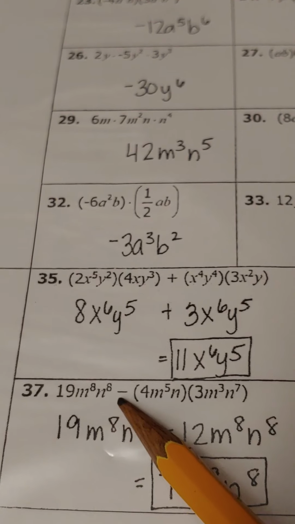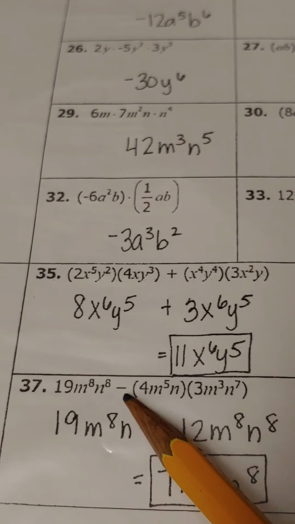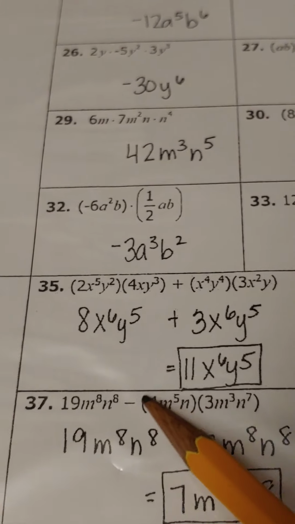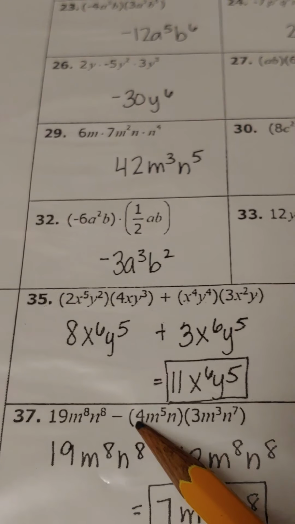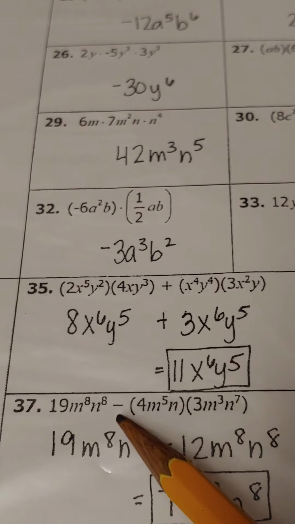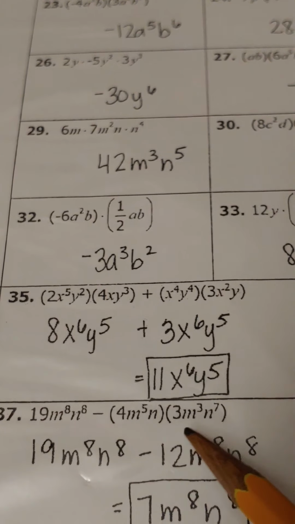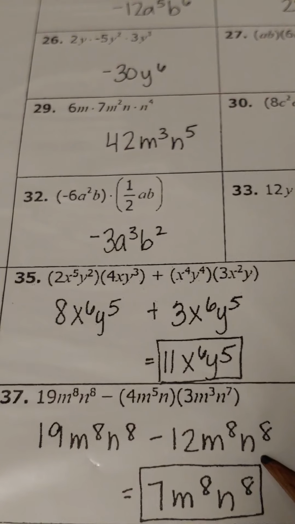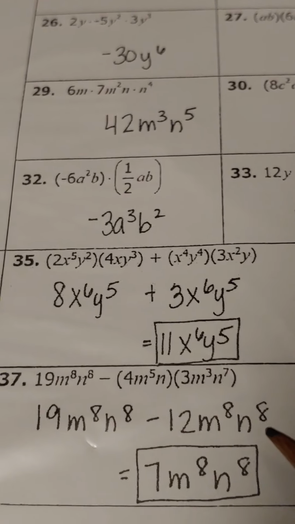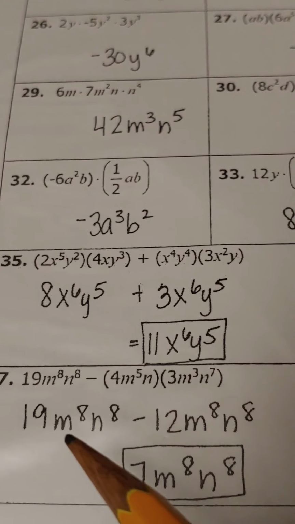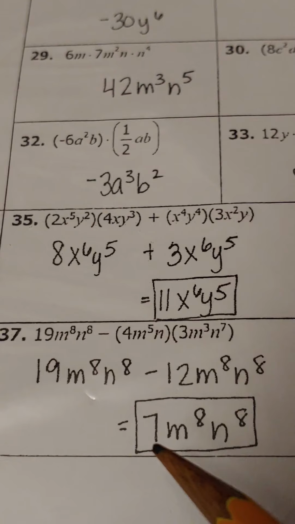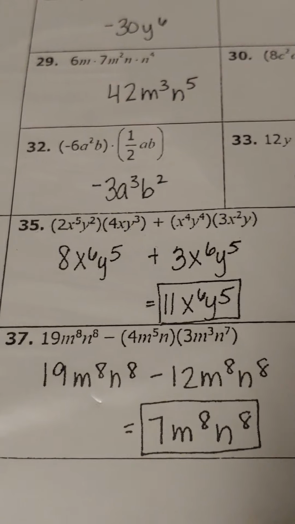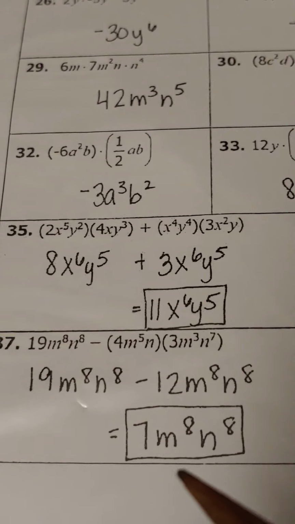So here we see that we're subtracting. But here we see that we can multiply some things, some numbers, right? So 4 times 3 is 12. Negative is left alone. m to the 5th power times m to the 3rd power is m to the 8th power. n times n to the 7th is n to the 8th. We see that we're dealing with the same like terms, so they're like terms. 19 minus 12 is 7. And then we're just going to copy our variables. Let me know if you have any questions.